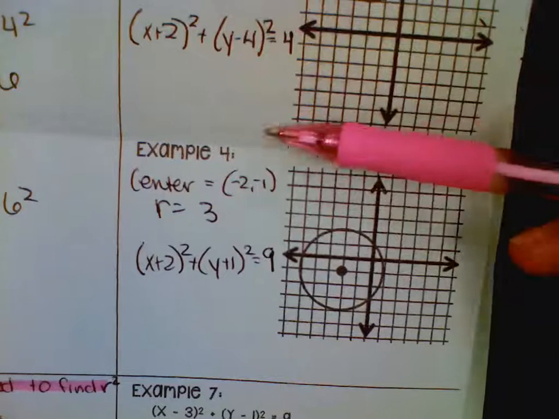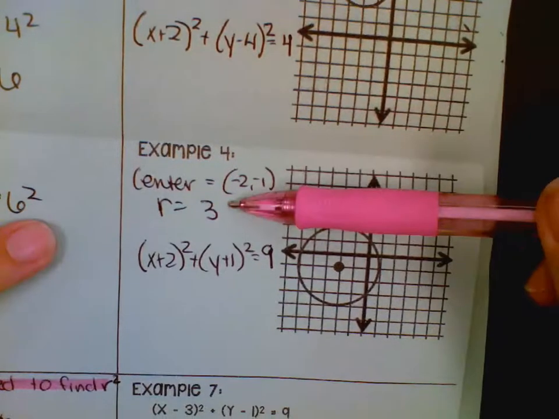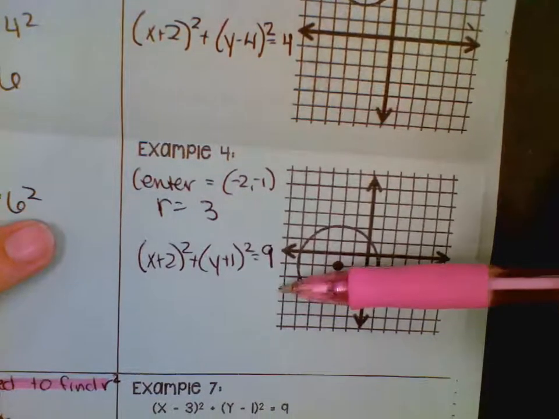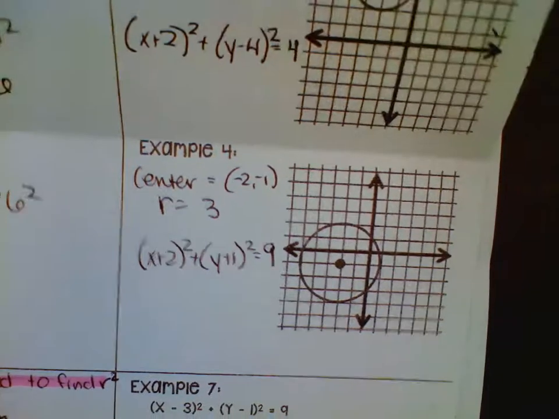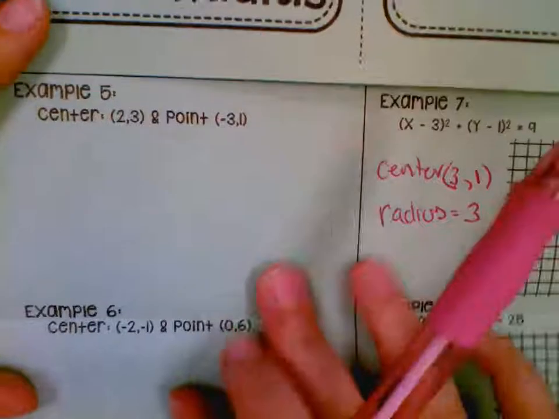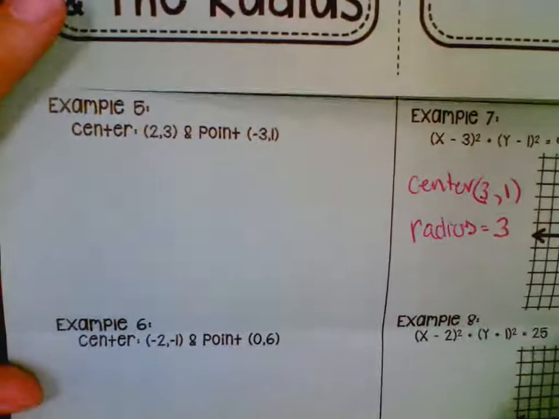Okay, so our center was (-2, -1) with a radius of 3. So when we plug in, we get that equation. Good job. You guys are doing good. Okay, so let's take a look at example 5 and 6.